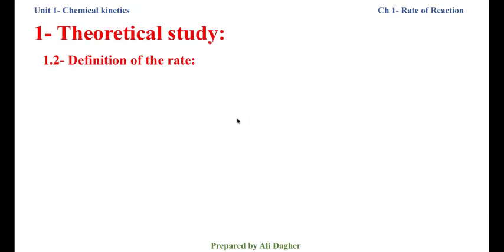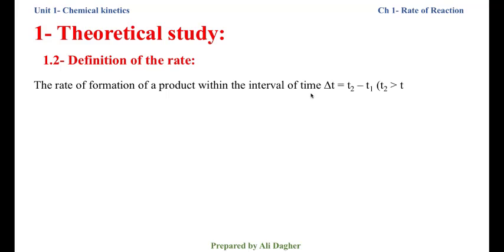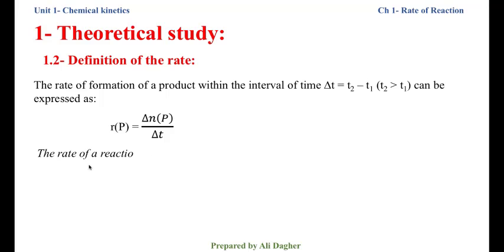Definition of the rate. The rate of formation of a product within the interval of time delta T, equal to T2 minus T1, where T2 is bigger than T1, can be expressed as: rate of formation of product equals the variation in number of moles over the variation in time. The rate of reaction, of formation of product or disappearance of reactant, always has a positive value.